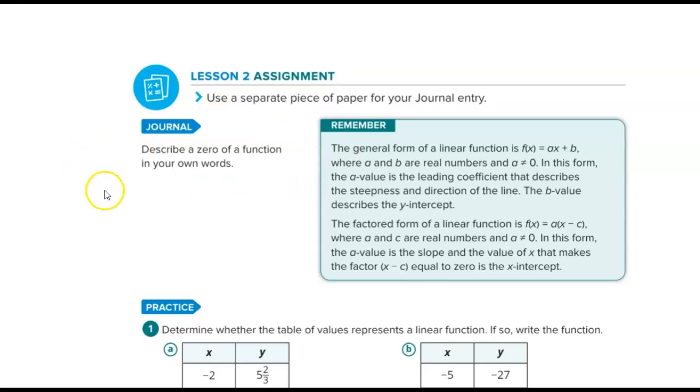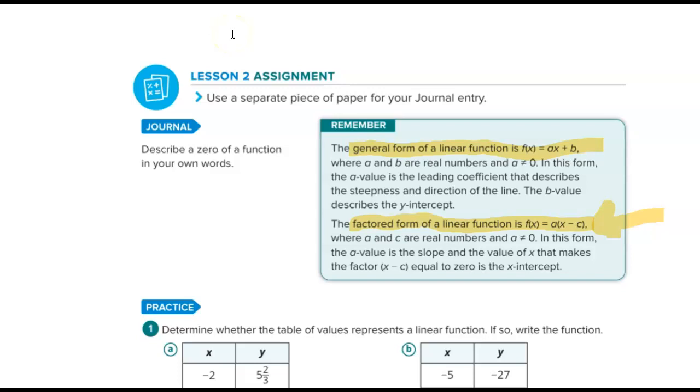This prompt asks you to describe what the zero of a function is in your own words. And there's some information over here that might be helpful to you. The general form of a linear function is f of x equals ax plus b. And the factored form of a linear function is f of x equals a times (x minus c). This part right here, the x minus c part, is especially helpful when you're figuring out something about the zeros of a function.